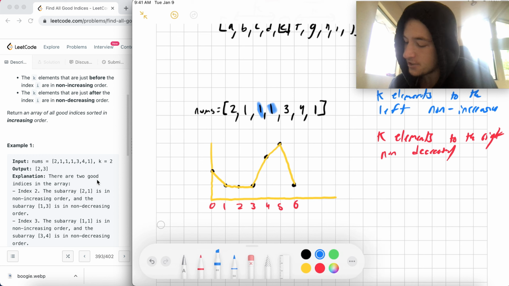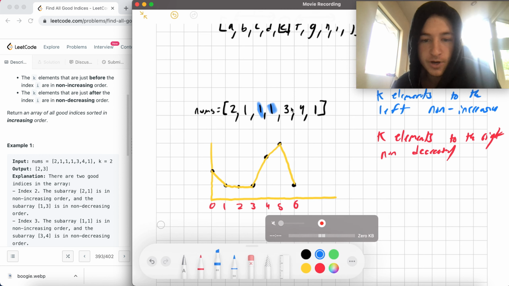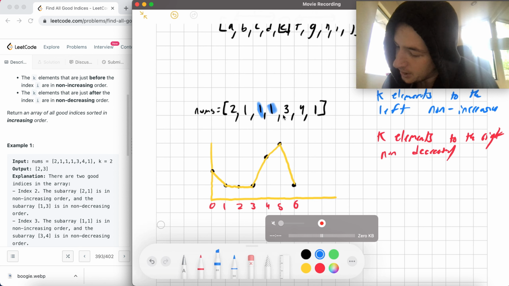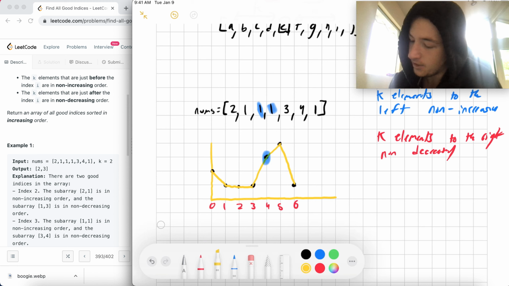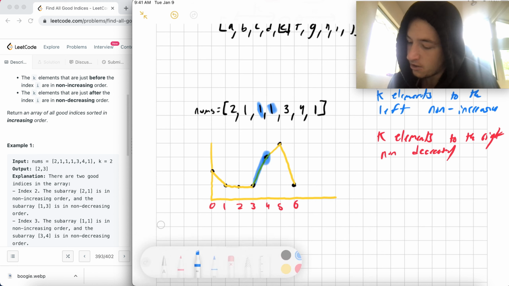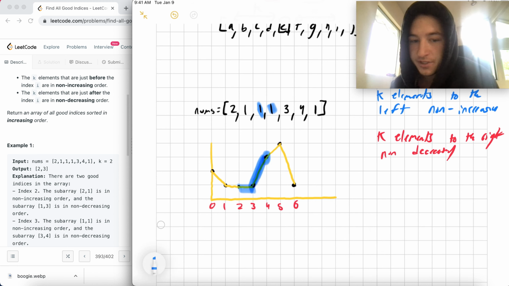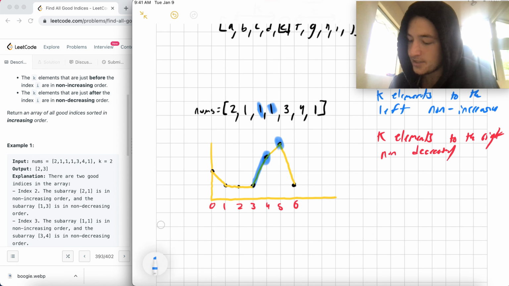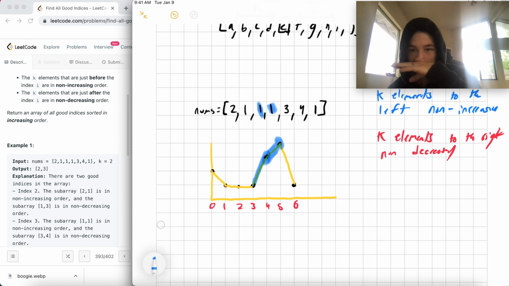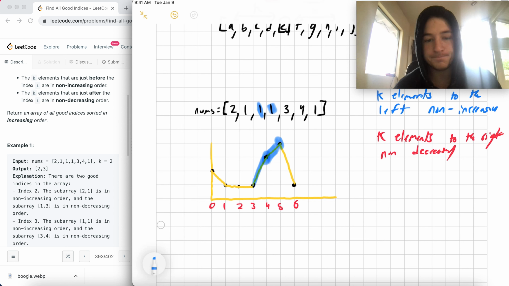Now 3 is not a solution. Index 0, 1, 2, 3, 4. This 3 is not a solution because, well, to the left, are they not increasing? No, right? This is non-decreasing, but this is increasing. So it's not a solution. Same here, right? Because the left is non-increasing. So both conditions have to be true in order for this to work.